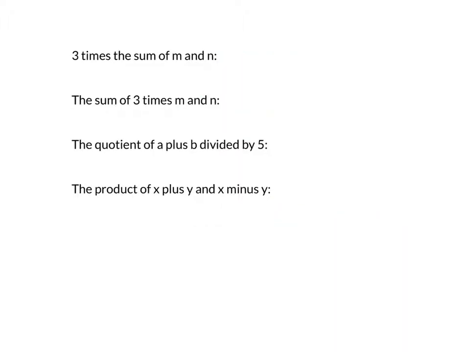As you are working through the homework on this section, oftentimes you will see that there are 2 operations in the same expression. And here are 4 different examples. The first one, 3 times the sum of m and n. If I want 3 times the sum of m and n, I need the sum of m and n, which would be m plus n, and then I need to multiply that by 3. 3 times this sum is what that is saying.